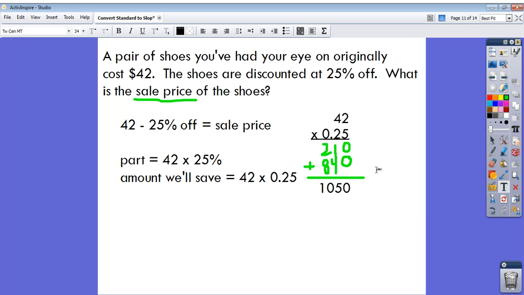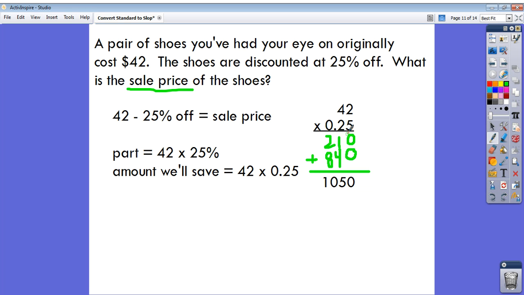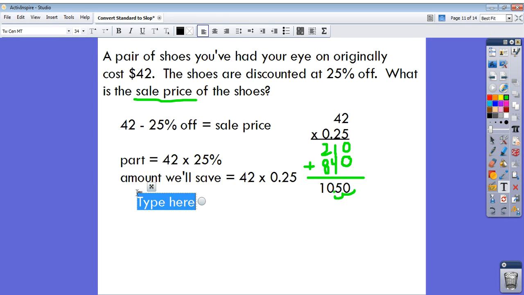But that doesn't make any sense, that we would get 1050 for the part that we're going to save, because that's way more than $42. So we need to bring our decimal in 2 times and drop it off. So that means the amount we'll save is $10.50. Now, I'm not done. All I figured out is how much I'm going to save. What I don't know yet is the sale price of the shoes.